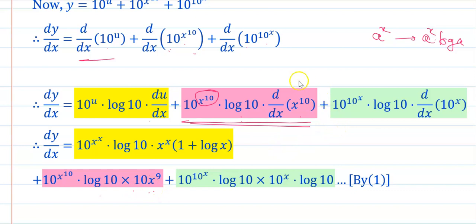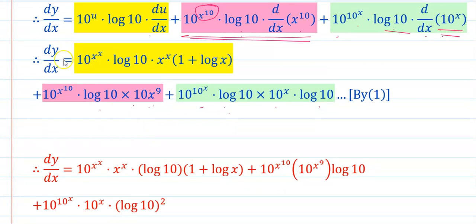Now the last one, the derivative of 10 raised to 10 raised to x, again in the same form. The derivative of 10 raised to 10 raised to x is 10 raised to 10 raised to x into log 10 first, again into the derivative of 10 raised to x. The derivative of 10 raised to x is like a raised to x into log a, that is 10 raised to x into log 10. So we write 10 raised to 10 raised to x as it is, log 10 here, and again log 10 into log 10 becomes (log 10) squared.